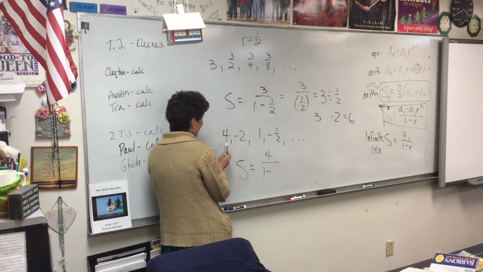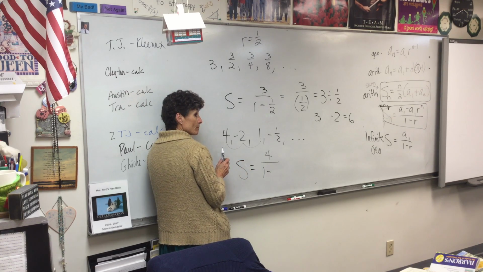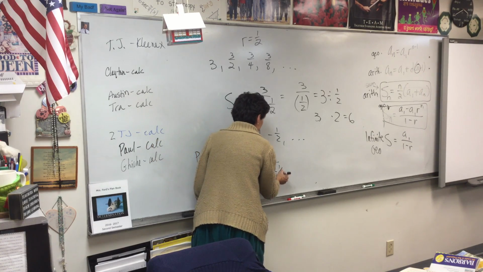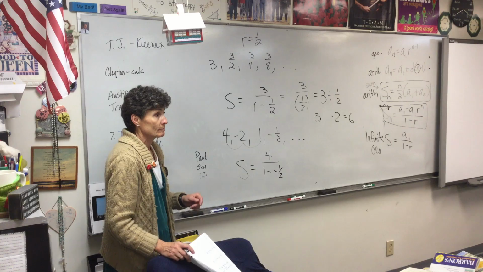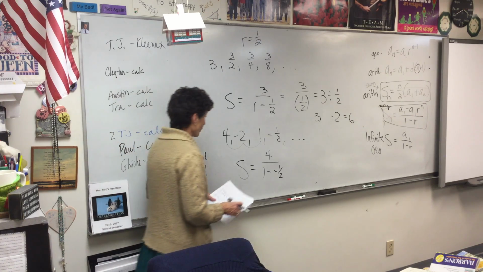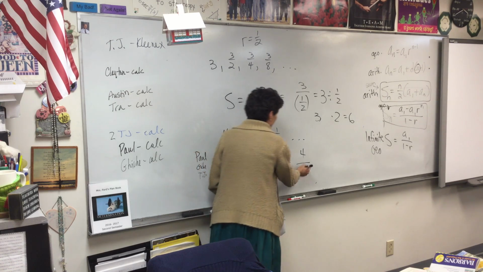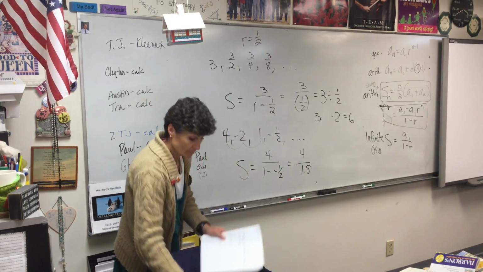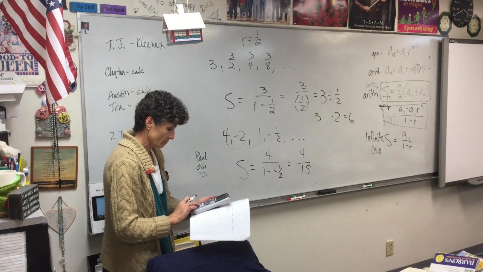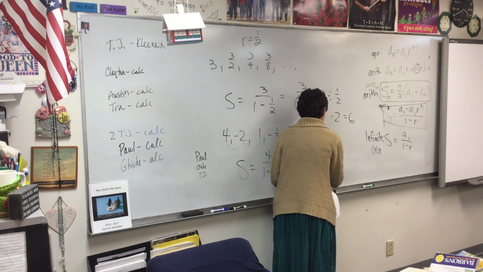What's the ratio? How am I getting from term to term? -2? I'm multiplying by -2? Dividing by half. Well, I'm multiplying by -1/2. So my ratio is -1/2. I'm dividing by -2, which is multiplying by -1/2. So what do I have down there? That's 4 over what? 1.5? 1 plus a half? So my answer is 8/3.